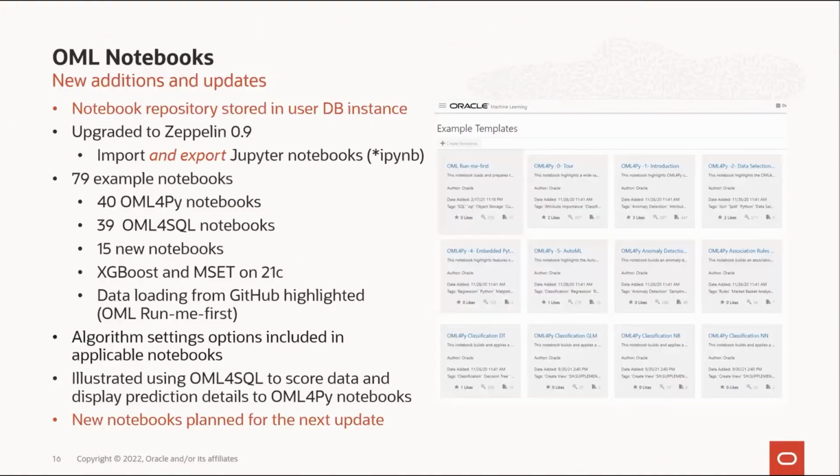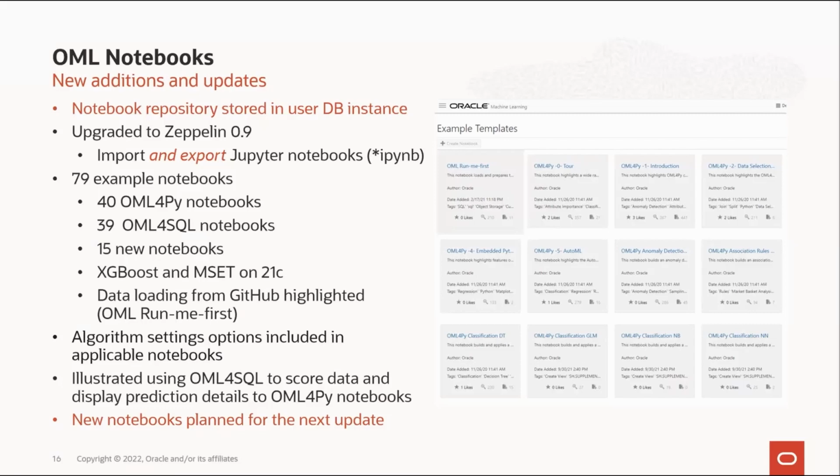So on to OML notebooks. We already mentioned that for new Autonomous Database instances, the OML notebooks repository is now in the user's Autonomous Database instance, which enables database instance-specific backup and restore of notebooks, as well as cross-region Autonomous Data Guard features. You might know that Oracle Data Guard ensures high availability, data protection, and disaster recovery for enterprise data.